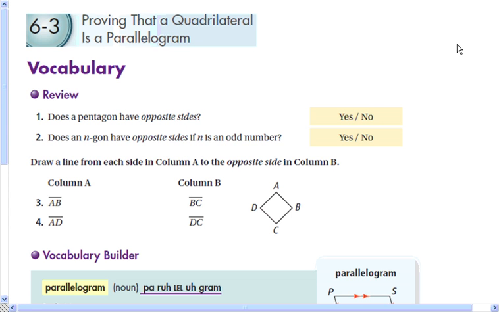Okay class, this is lesson 6.3. The objective here is to determine whether a quadrilateral is a parallelogram. So go ahead and do the review quickly. Check back for the answers.